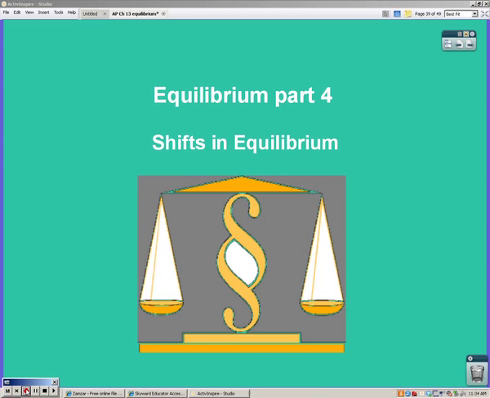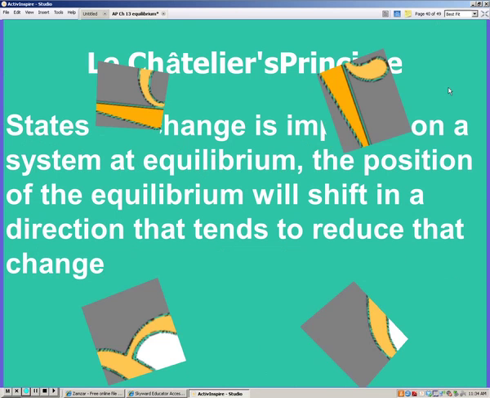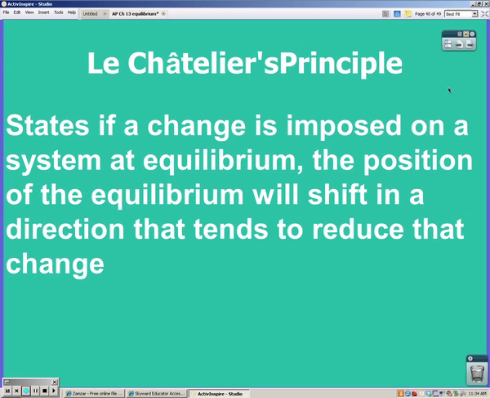So today we're talking about shifts in equilibrium. When we're talking about which way equilibrium is going to shift, we're talking about Le Chatelier's principle. Le Chatelier's principle states that if a change is imposed on a system at equilibrium, the position of the equilibrium will shift in a direction that tends to reduce that change.